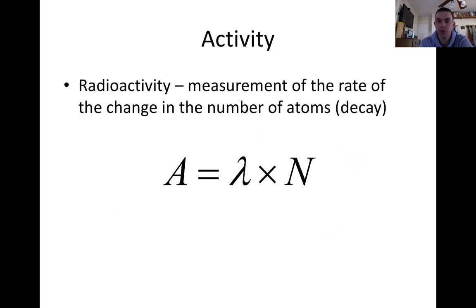So looking at the actual equation, activity is equal to the decay constant times the number of atoms you have present. So that's useful for figuring out the number of atoms present if you have information like the isotope and the activity of the isotope.